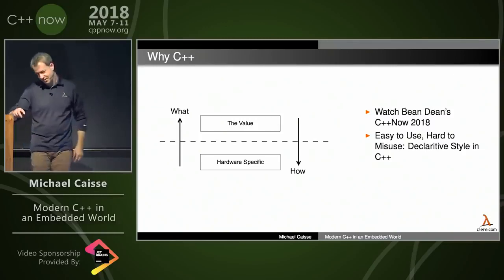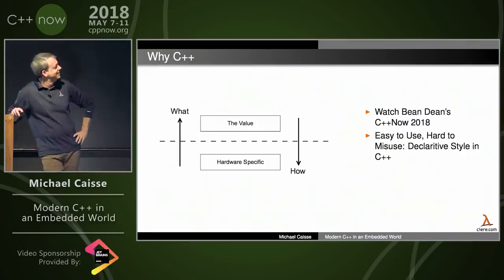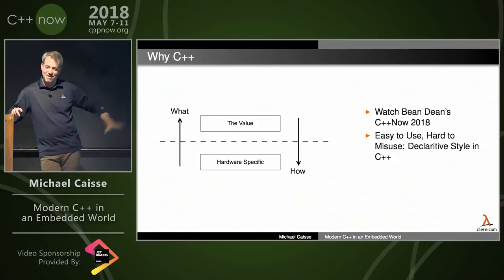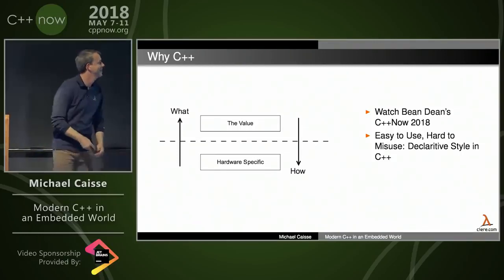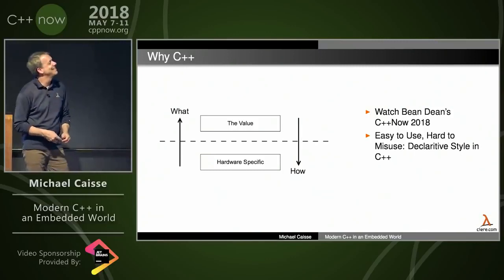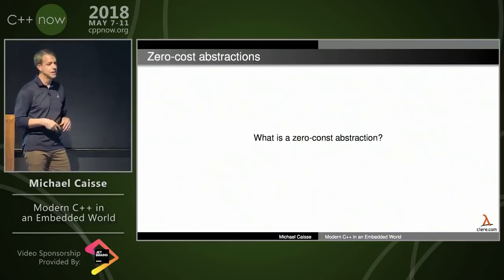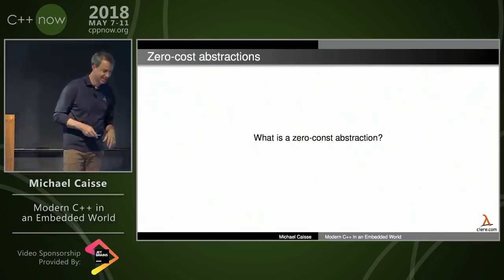So if you haven't seen it, watch Ben Dean's. Oh, that's almost embarrassing. Well, anyhow. Everybody call him Bean. From now on, Bean. Yep. And his talk was easy to use, hard to misuse, declarative style in C++. All right. So we'll get that later.